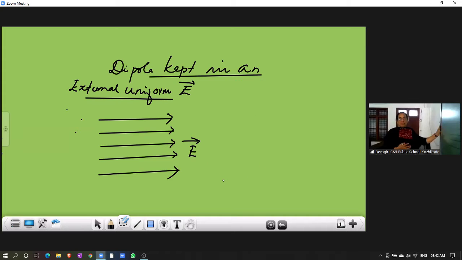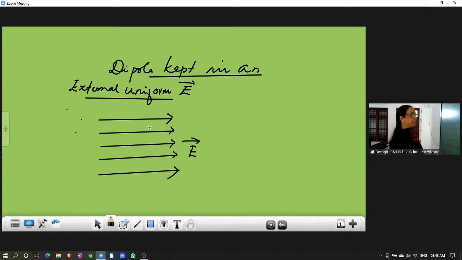Now, this is a uniform electric field, and now here I'm going to take a dipole and keep it in the uniform electric field. So let me bring a dipole. You know, dipole has a minus charge and a plus charge.